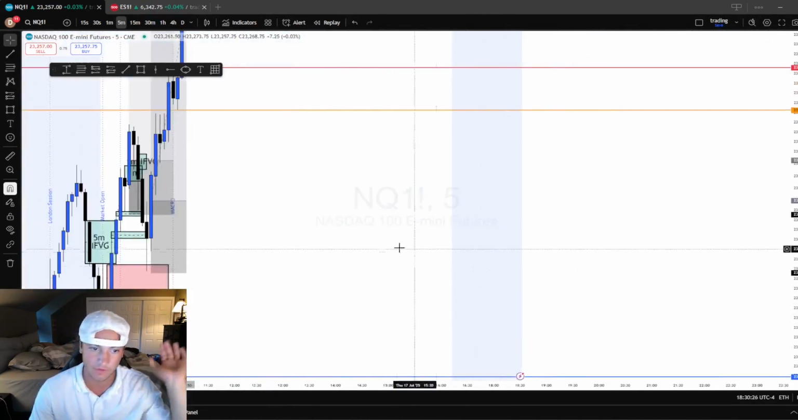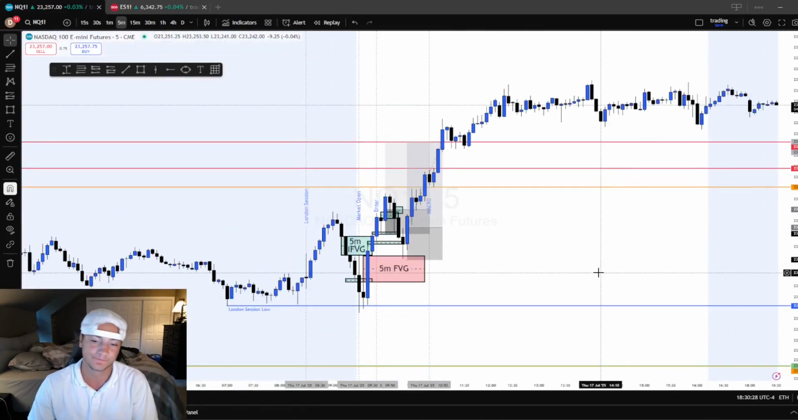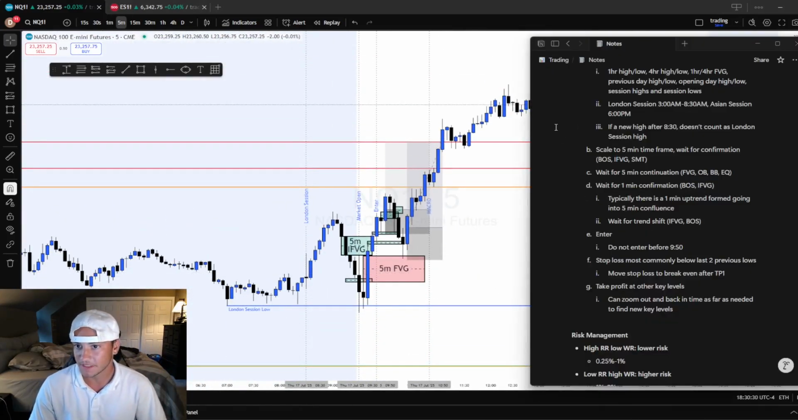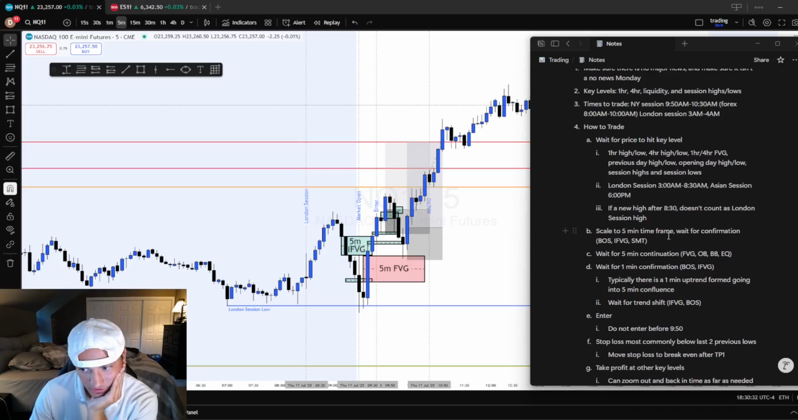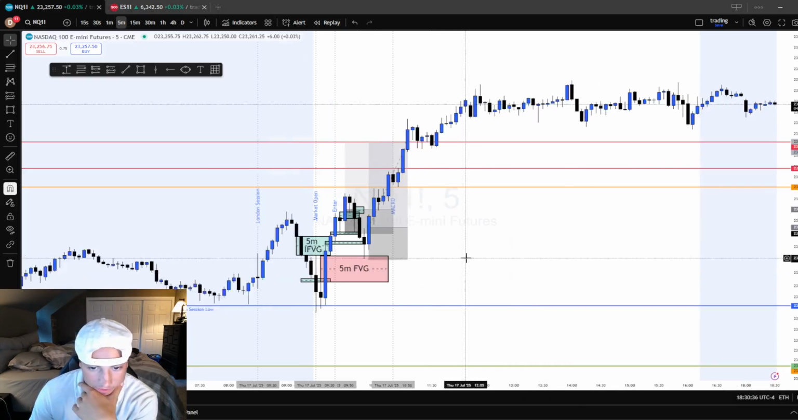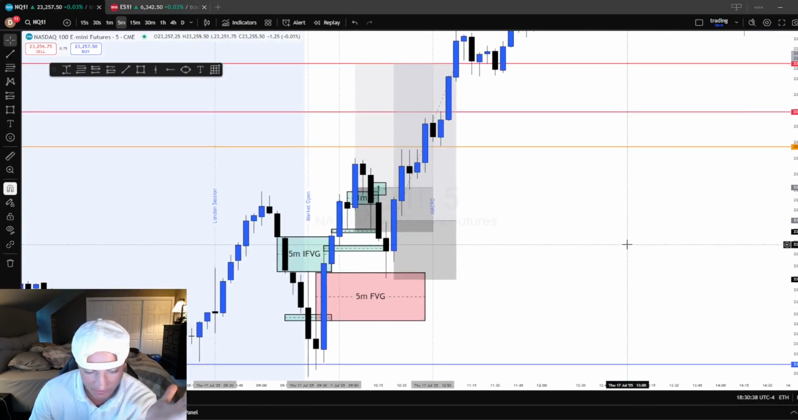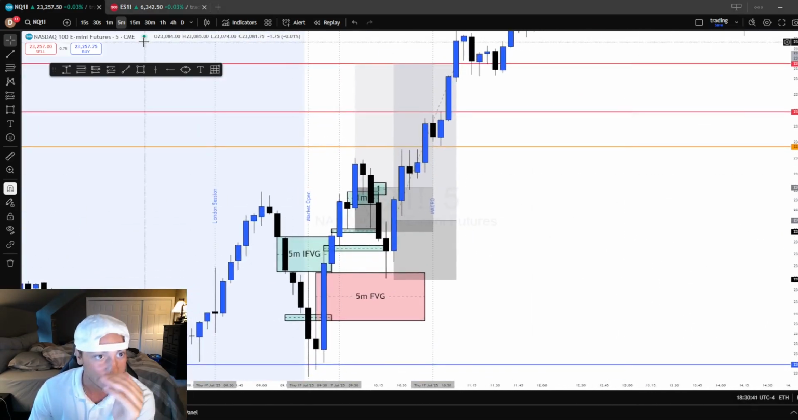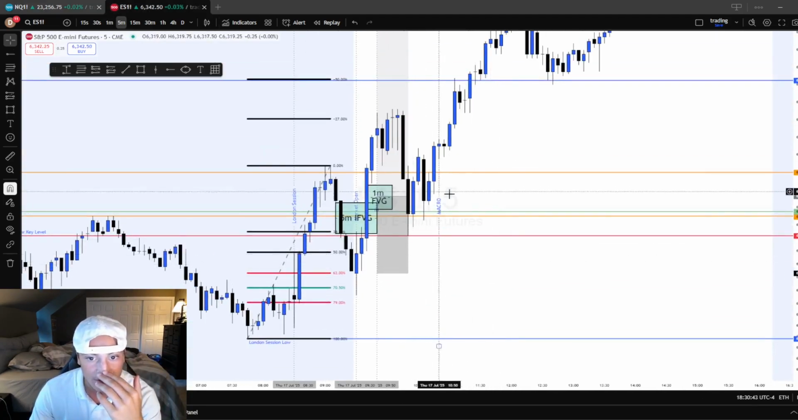And yeah, that's where we went wrong today, pretty much. We need to start trading with this up: scale to the 5-minute time frame, wait for confirmation, wait for 5-minute continuation. We didn't wait for that 5-minute continuation. I just immediately scaled down to the 1 minute and I wait. And the other thing too is, look at this.